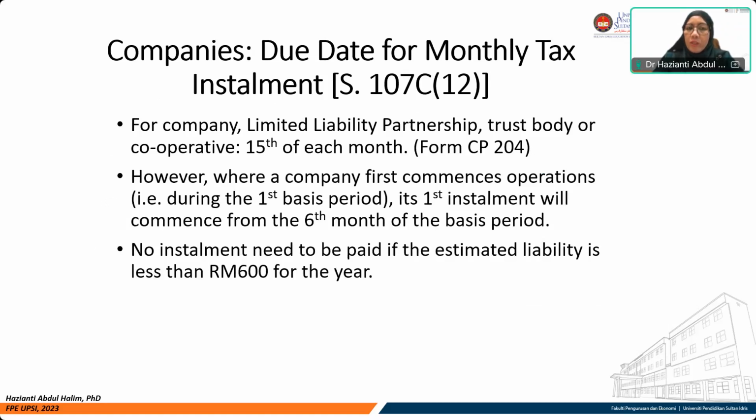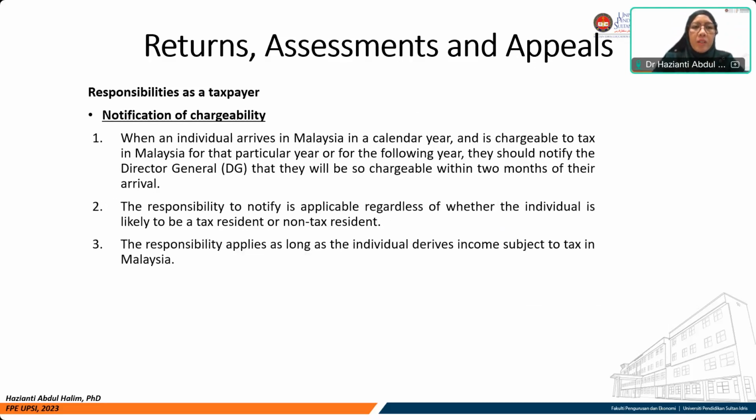For companies, what they normally do is that they have what they call a monthly tax installment, which means they already deduct their tax based on their monthly business income. No installment needs to be paid if the estimated liability is less than 600 ringgit for the year, which means they can wait until the end of the business year, then only pay their tax.